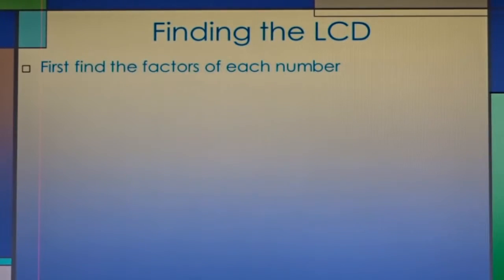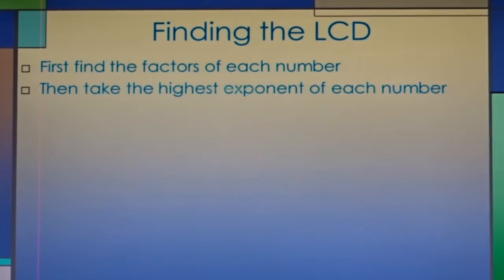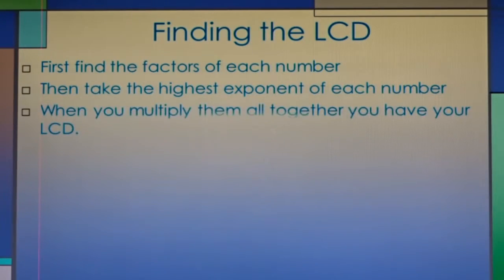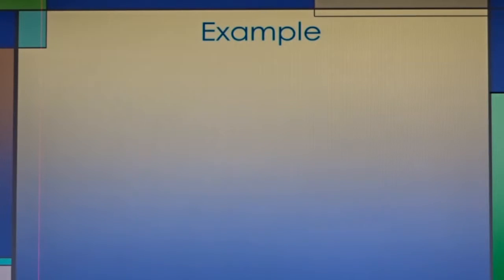So first, we find the factors of each number. Then, we take the highest exponent of each one of those factors. When you multiply them all together, you have your LCD, or your lowest common divisor. So here's an example.